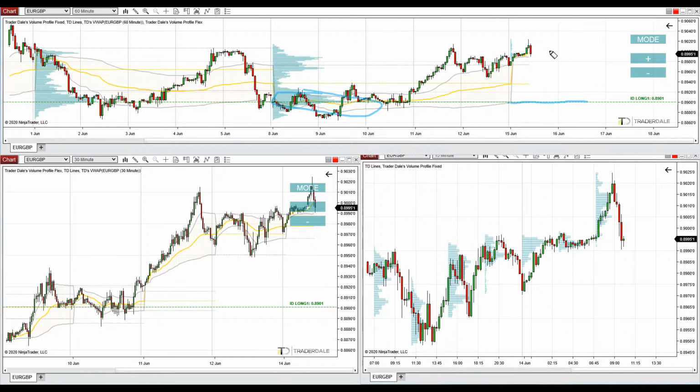I wouldn't base this trade solely on this, but when you combine it with the volume profile, then I'm more confident about trading that level.